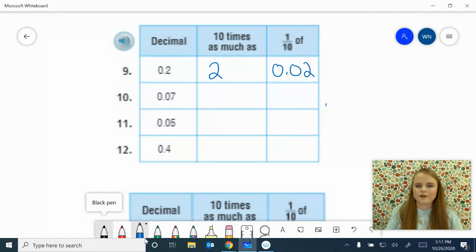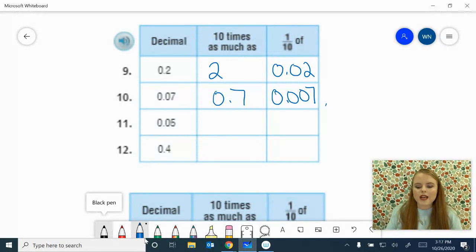Go ahead and do number 10. So what is 10 times as much as, or 10 times bigger than 7/100? If we're going to go bigger, we're going to go to the right. So we're going to move that one place to the right, and that's going to get me 7/10. What is 1/10 of 7/100? We move it one place to the left. So that's going to get me 7/1000. Go ahead and do number 11.